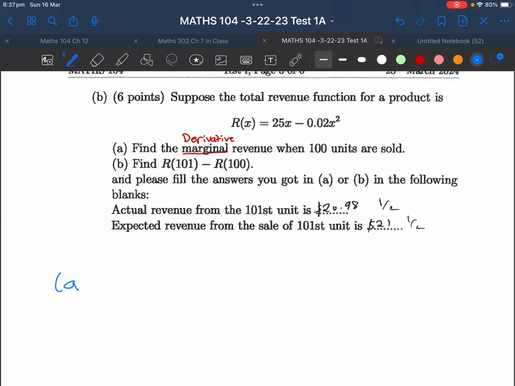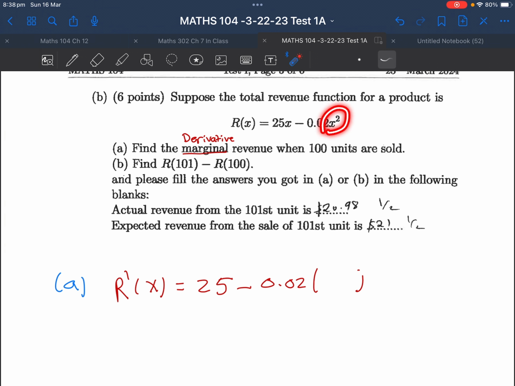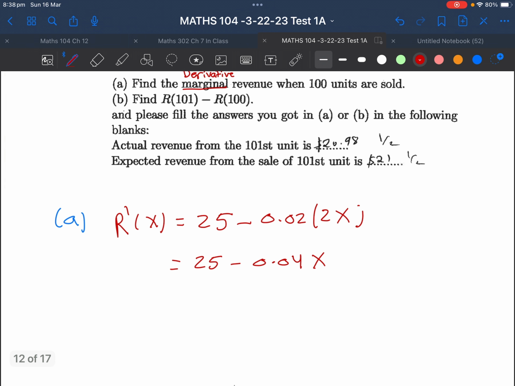So if we solve this question, part A, the first thing is we need to find the derivative of R of x. The derivative of 25x is 25, since the derivative of x is 1, negative 0.02 times the derivative of x squared, which is just 2x. So here we just write 2x. And the final answer is 25 negative 0.04x.